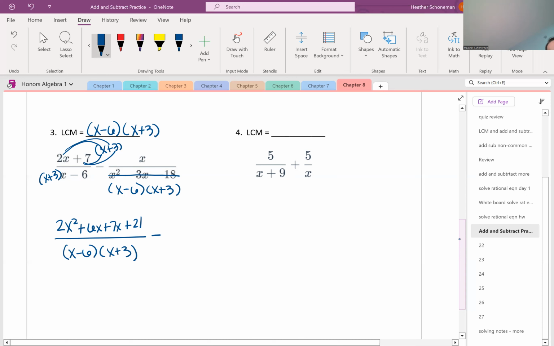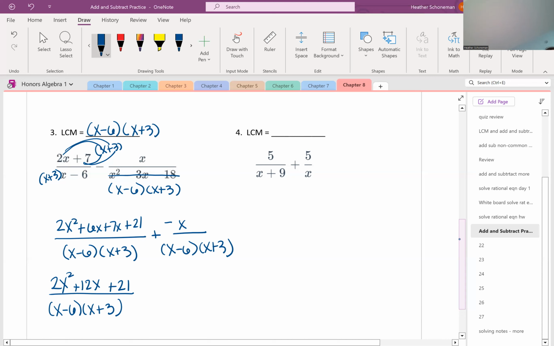The next fraction is minus, and then the denominators match. It's just minus an x. If you want, you can change it to plus a negative. Now that the denominators match, we can combine them all into one fraction. So I have the 2x squared, 6 and 7 is 13, minus 1 would be 12x, and then plus 21. Now we don't know if the top factors, so we're going to have to check.